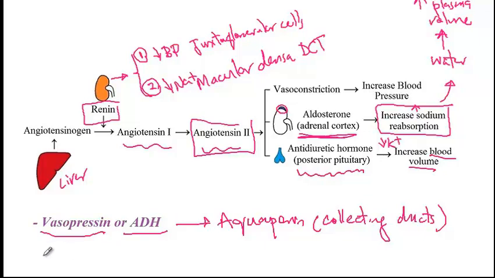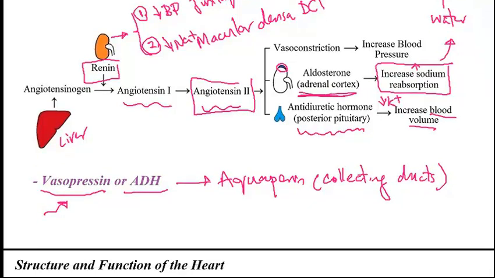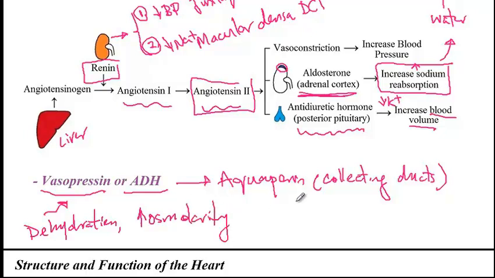and pressure increases. So therefore, conditions that will stimulate production of vasopressin or antidiuretic hormone include, for instance, dehydration or increased osmolarity of the body extracellular fluids.